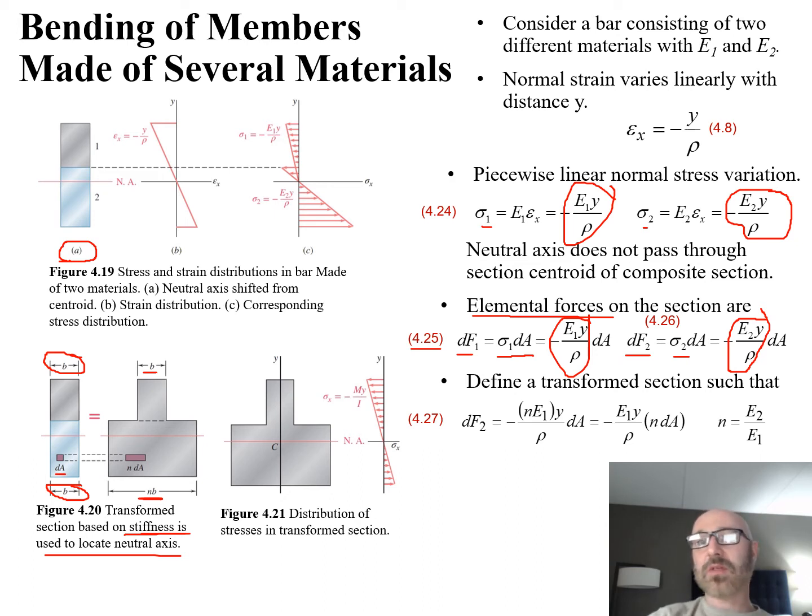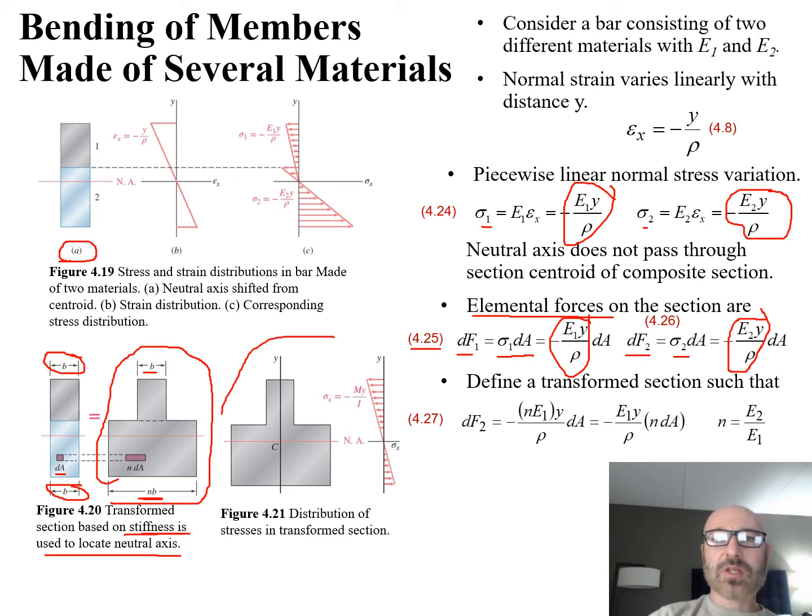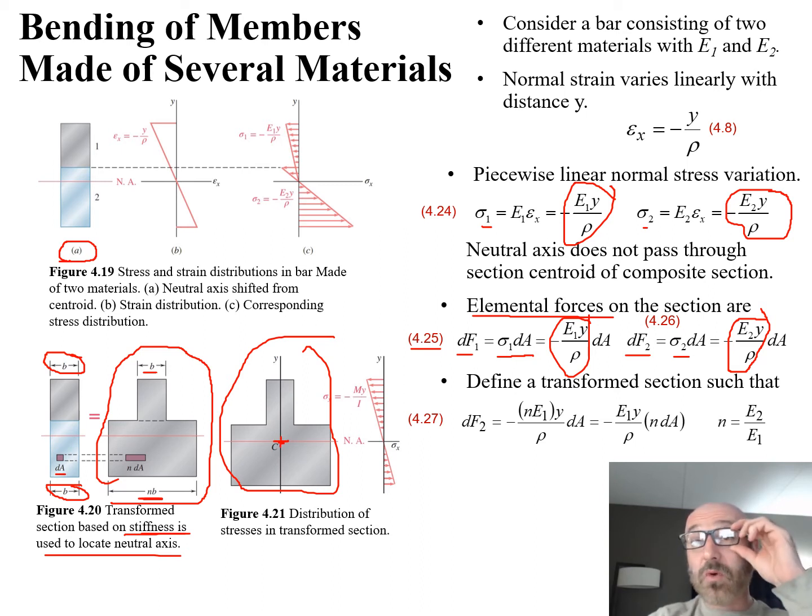But now, rather than doing this as a sigma 1 and sigma 2, we want to do this with this new shape that we talked about down here in figure 4.20. We can now see our centroid is right there with our neutral axis and our y-axis. So we can use a relationship shown in equation 4.27. dF2, our elemental force 2, is equal to negative n, so there's that n value, the shape change, times our epsilon 1 times our y value over rho times dA. We can rearrange that slightly, and this is equal to negative epsilon 1 times y over rho times n dA.